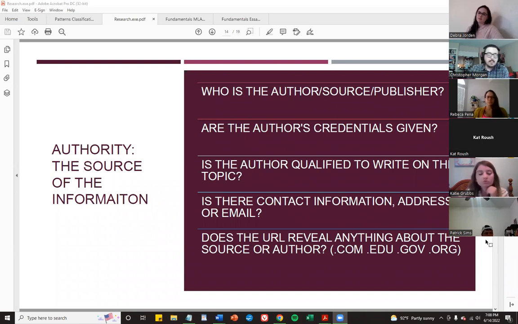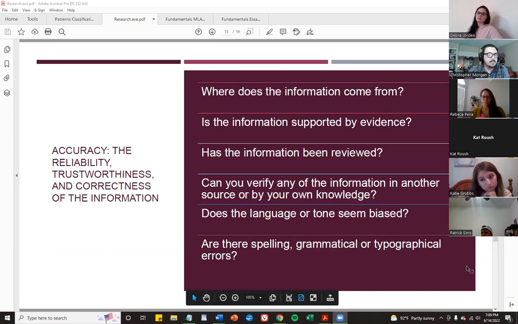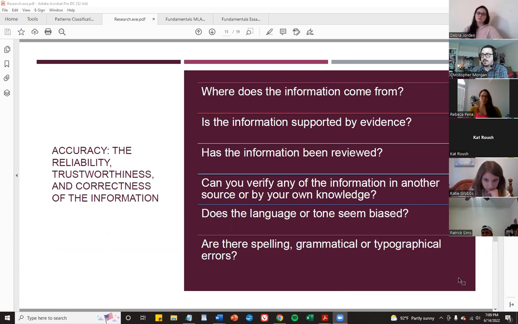So is there contact information? Can you readily contact these people who are hosting this content? Does the URL reveal anything relevant about the source of the author, right? This is that top level domain, right? This is a .com, a .edu, .gov, or any one of these other various domains. The accuracy and reliability and trustworthiness, you know, where does this information come from, right? Where does this article claim that they're getting their information from? Is there some sort of system of citation apparent, right?